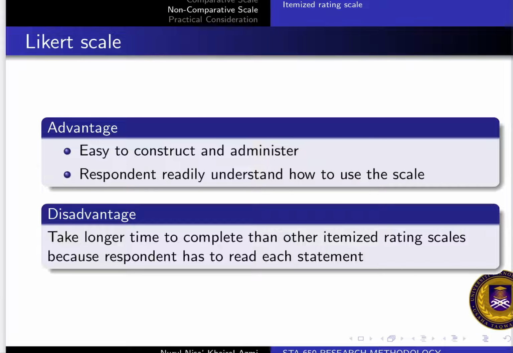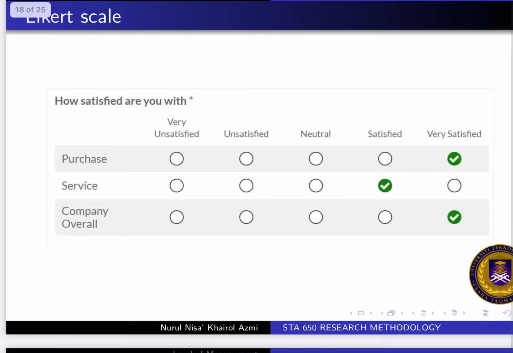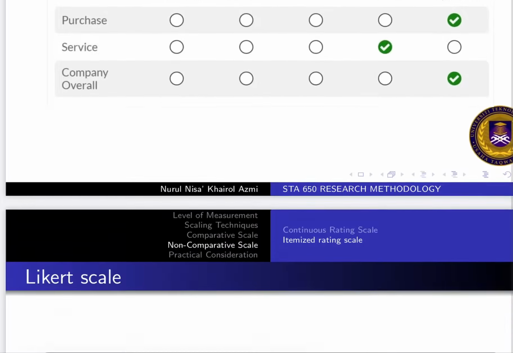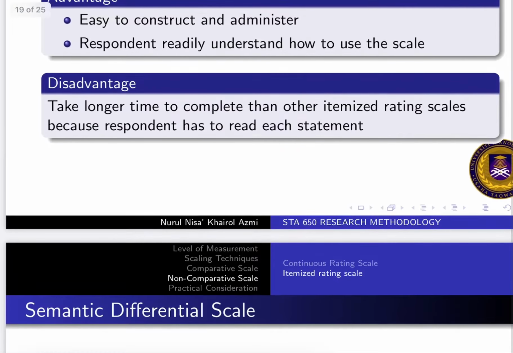They know that when they look at the question of the Likert scale, they know how to answer the question. However, the disadvantage of the Likert scale is that it takes longer to complete than other itemized rating scales, because the respondent has to read each statement. Here the item is quite simple, but in some cases the respondent spends longer time just to read the question that represents the dimension. So that is the disadvantage of the Likert scale.